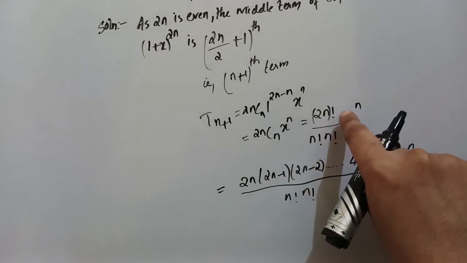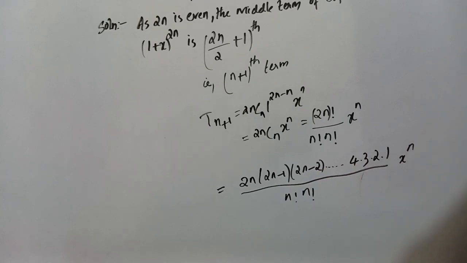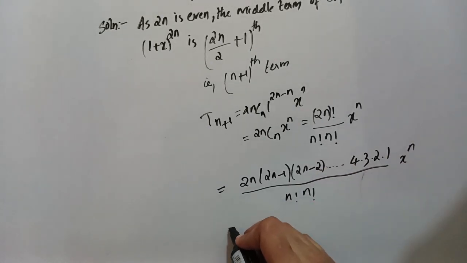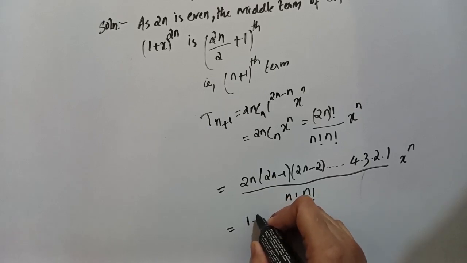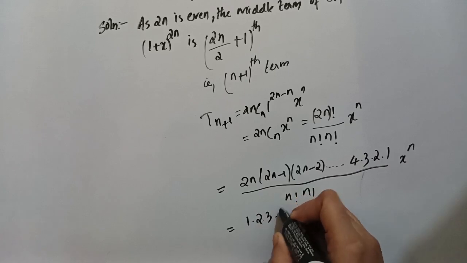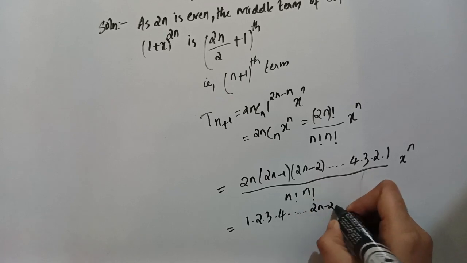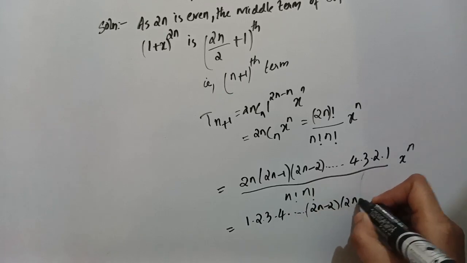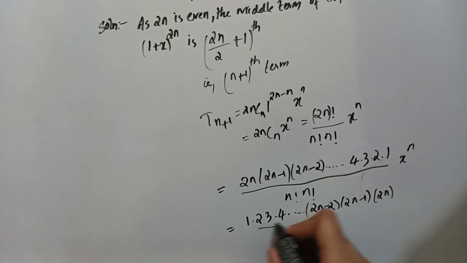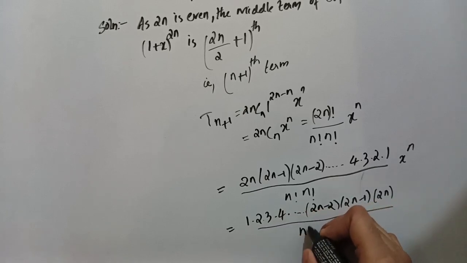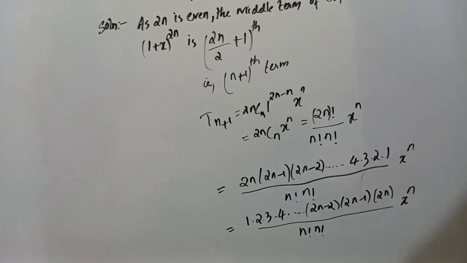That we write that 2n factorial as 2n into 2n minus 1 into 2n minus 2 into etc. into 4 into 3 into 2 into 1. Then we can rearrange the terms: 1 into 2 into 3 into 4 into etc. into 2n minus 2 into 2n minus 1 into 2n divided by n factorial into n factorial into x raised to n.